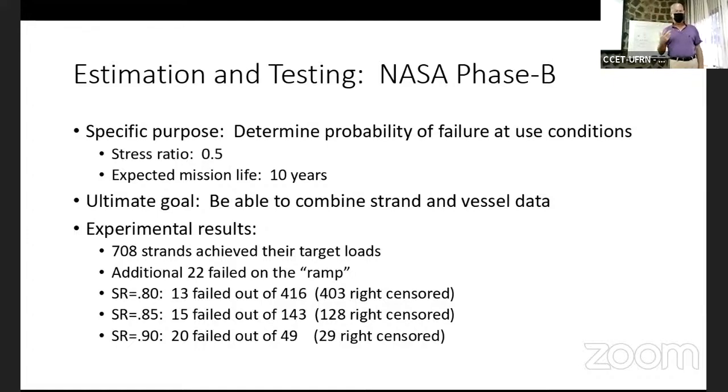And NASA talks about things in terms of nines. Ultimately, we got the 95% confidence band to be plus or minus 1 nine. That was pretty cool.